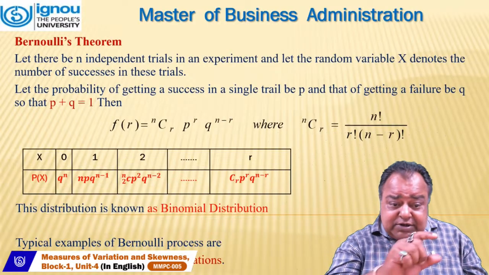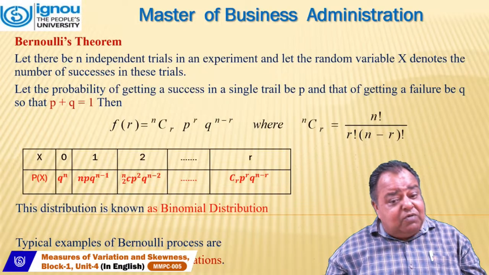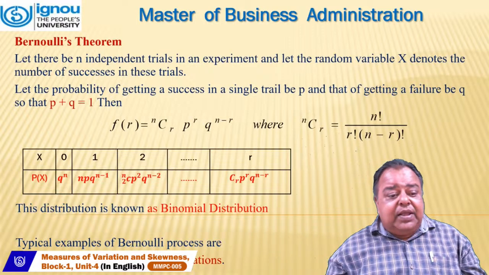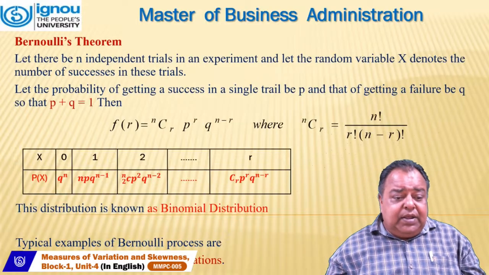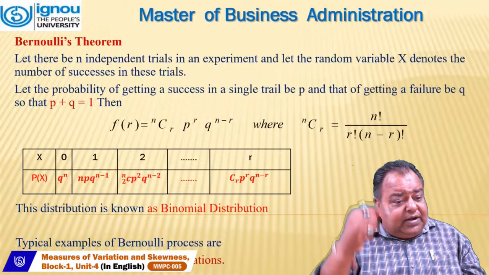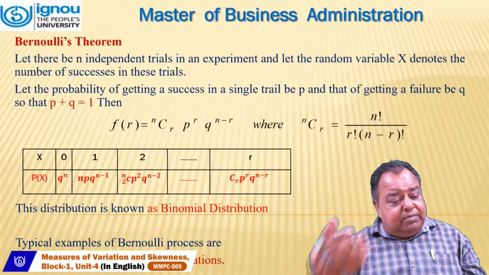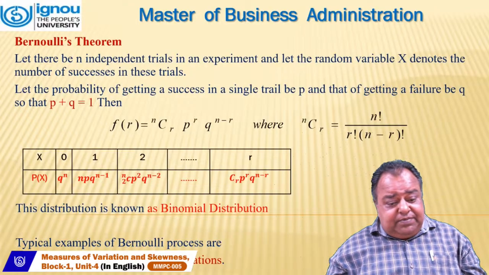Now the thing is how this table will be generated. We have to take x equal to 0, 1, 2, 3 till r. Similarly, we will be placing this in this form. Px, for 0, we have to take the probability of failure raised to the power n, the number of times the event is performed. This representation is for the binomial distribution.